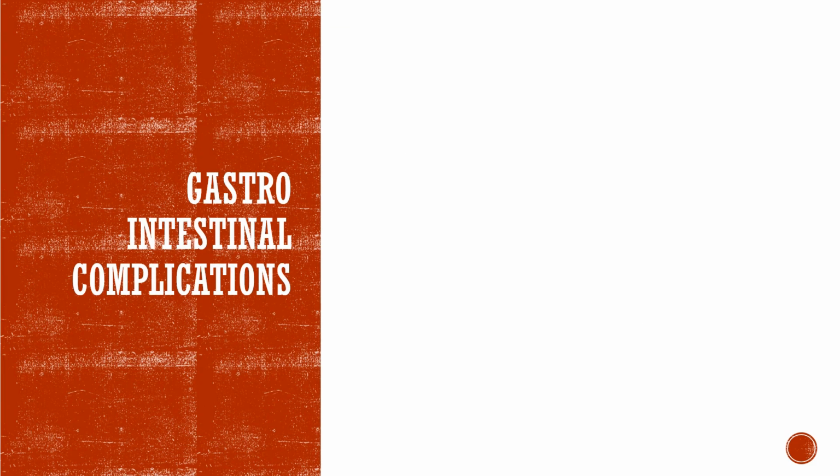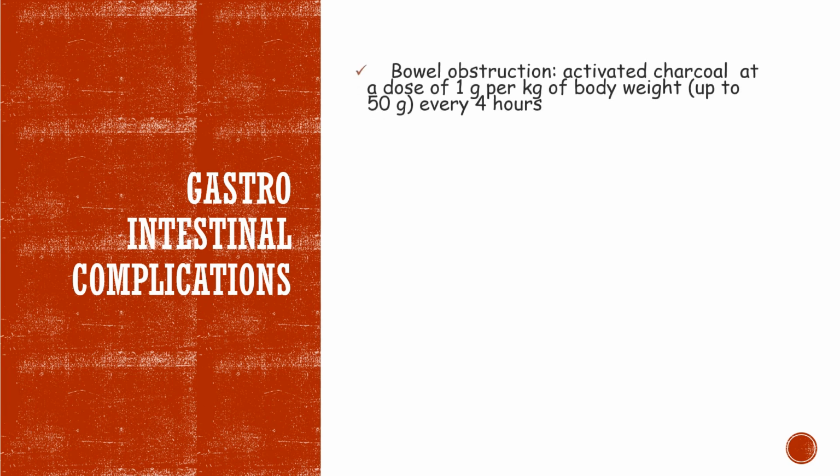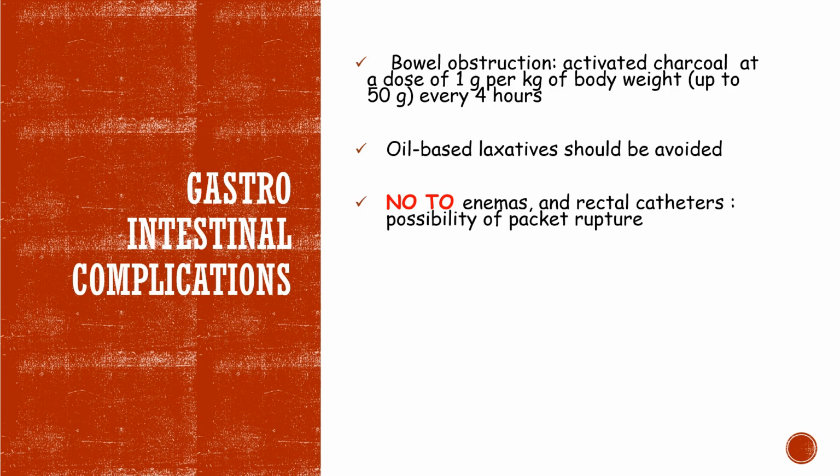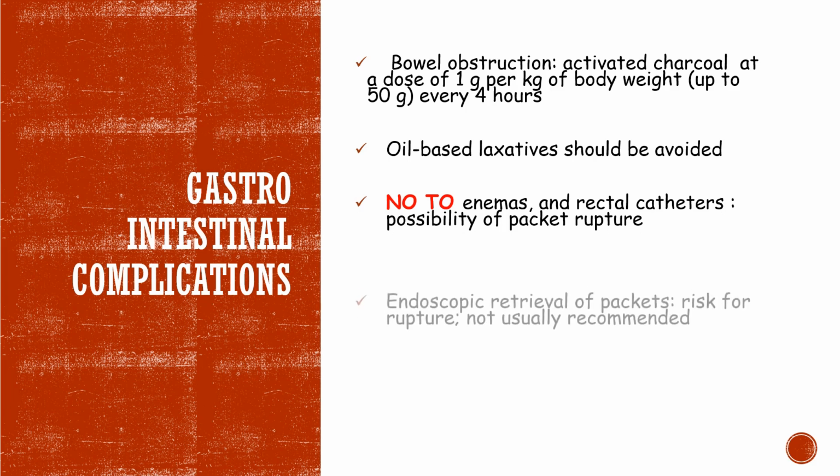Now, before we conclude the treatment part, we shall discuss the gastrointestinal complications these patients may present with. They may have bowel obstruction, where we give activated charcoal at a dose of 1 gram per kilogram body weight every 4 hours in repeated doses. We should be very careful with laxatives. Oil-based laxatives should not be used. No to enemas and rectal catheters because of the possibility of packet rupture.